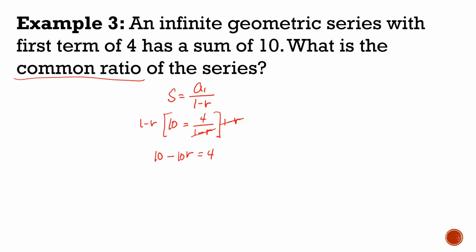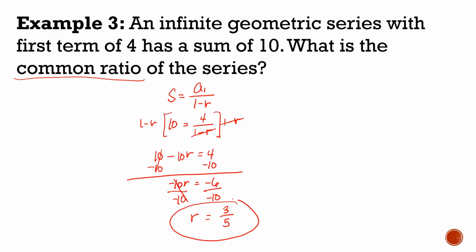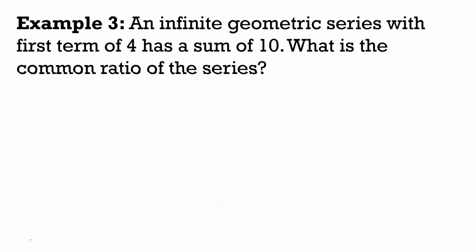So there you go. Now the problem is a lot simpler, right? And then the next step will be to subtract 10 on both sides. This is negative 10r equals negative 6. Next is divide by negative 10 on both sides. So r is equal to positive 3 over 5. Okay, you need to simplify that. Okay, there you go.